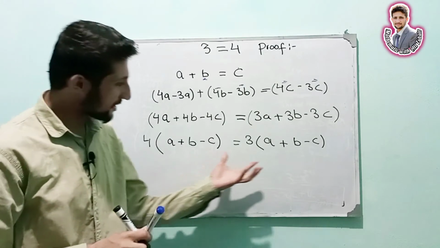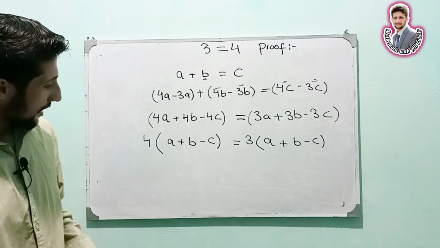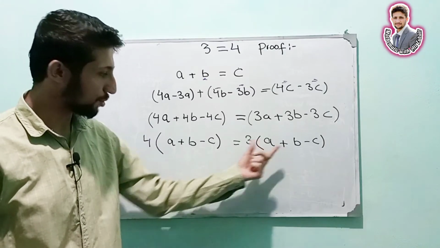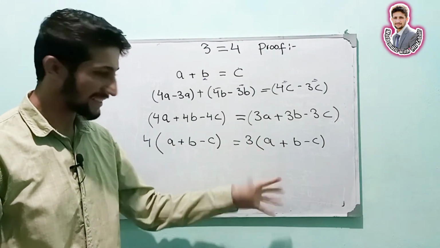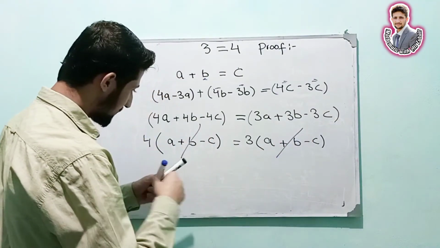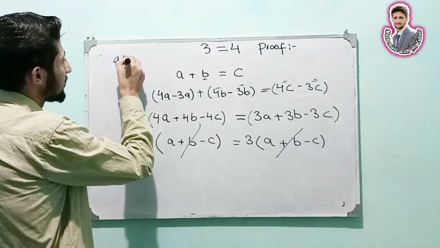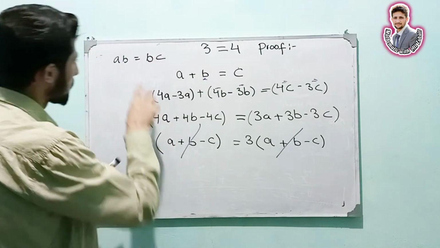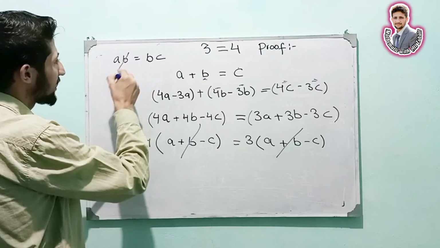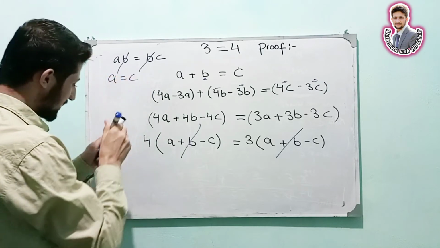Now it's very simple. Now what I will do, I will cancel A plus B minus C from both sides because both are the same. So I can cancel these out. Cancel this with this, because there is a concept that if, like, AB is equal to BC, if both are the same, that is, B is on the left side and B is on the right side, we can cancel both. So we will get what? A is equal to C.